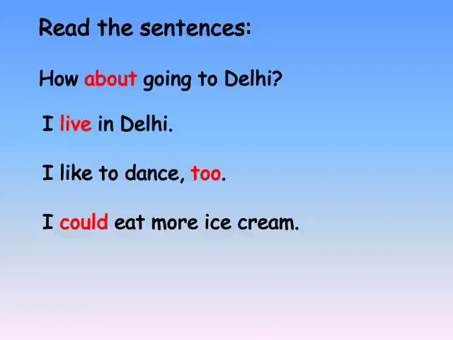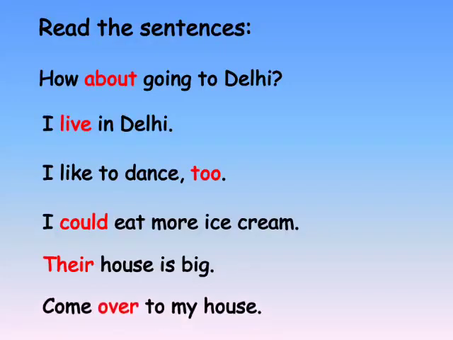I could eat more ice cream. Their house is big. Come over to my house. Now let's read the words in red. The first one, about. Second word, live. Third word, to. Fourth word, could. Fifth word, there. Sixth word, over. Now you need to make sentences using these sight words, alright?